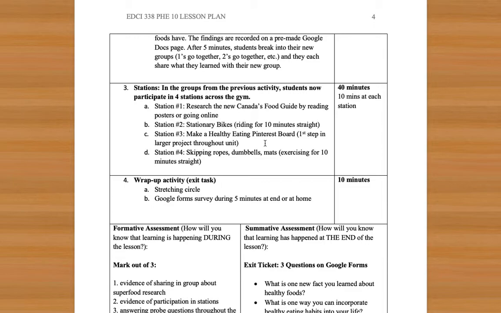So this is one of the areas I want to focus on, and it's the first step in a larger project throughout the unit. It enables the students to go onto Pinterest, make a board called Healthy Eating, and then research things like recipes, maybe some articles, some ideas about Canada's food guide, just things maybe they know, things that they want to learn more about, or just some things that they're maybe passionate about. So that's expressing a bit of themselves in a personalized learning way, and using a social media app to do that.